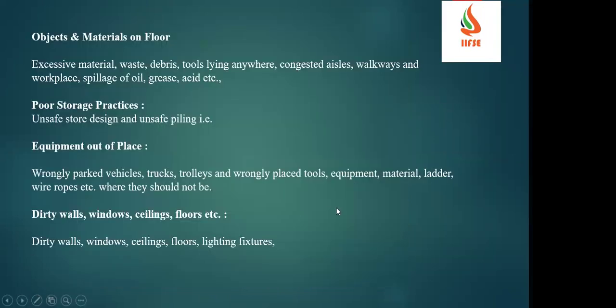Okay, I will see what are the objects and materials on the floor, and how it can be done. With respect to the materials, there are excessive materials, waste, debris, tools lying anywhere, congested aisles and walkways, and also at the workplace, spillage of oil, greases and acids. So with respect to objects and materials, these are some of the issues we will come across with respect to the design as well as the poor housekeeping.